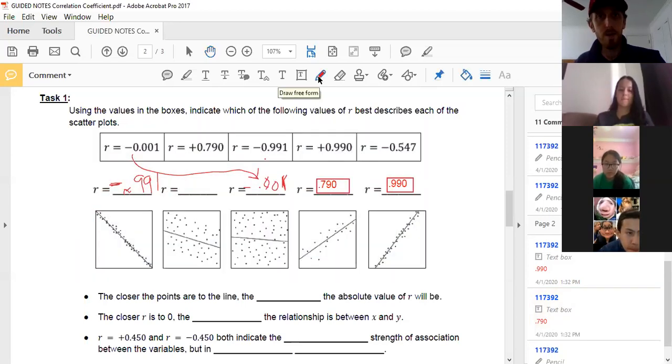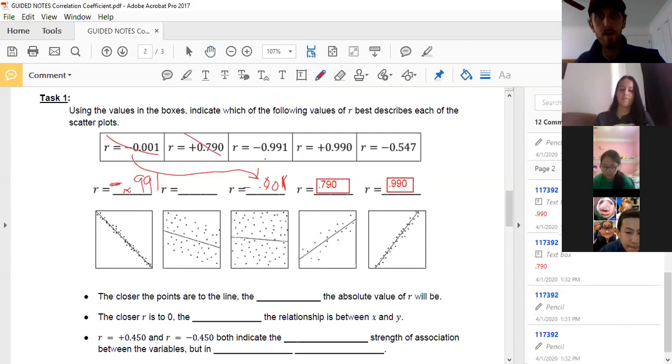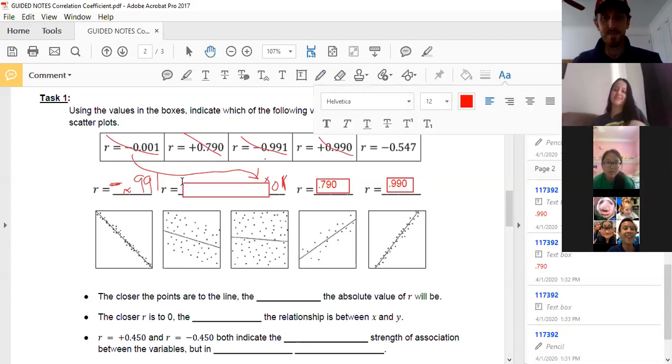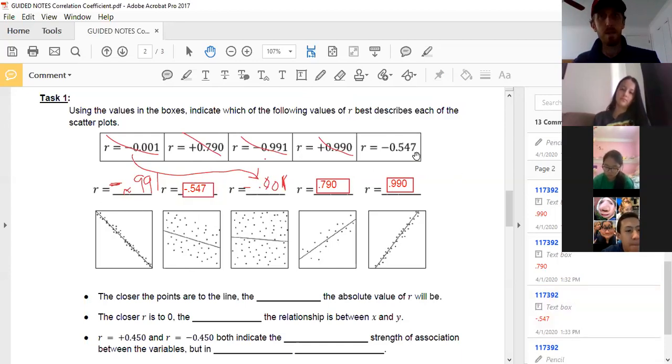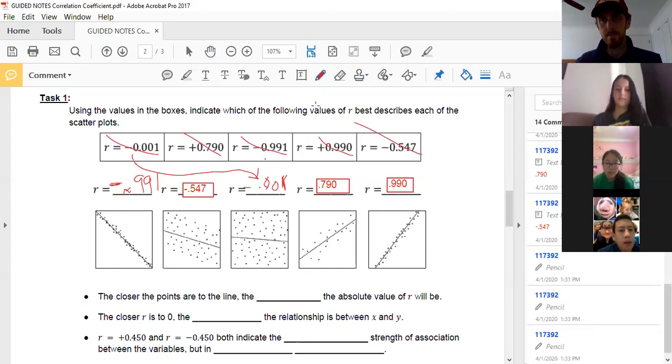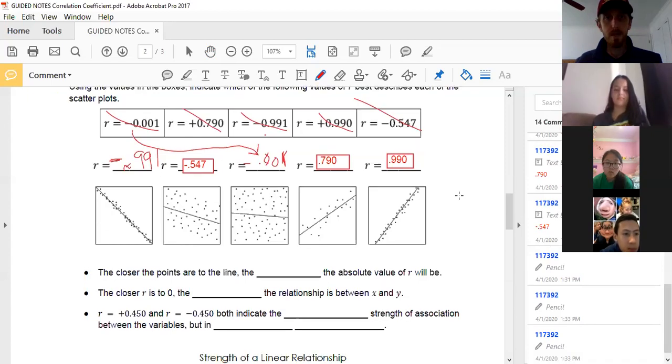Which means there's only 1 left. Juan really wants to do it. Okay, Juan, fine. So the last one is negative 0.547. I had to get the 7 because it's going downwards and it's not close to 1. So there's a more spread of dots. Great. And that takes care of it all. You guys okay so far? Any questions? No? All right, you guys are rock stars.